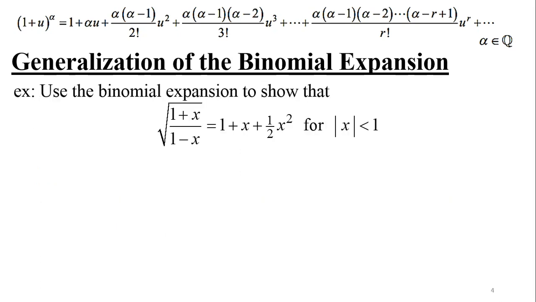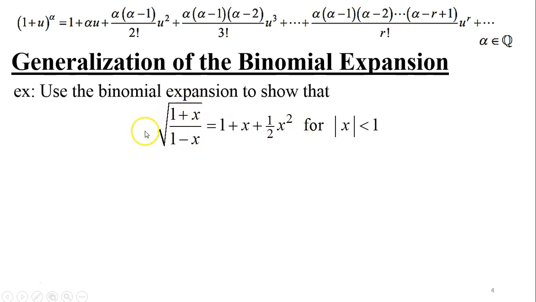Now, if we extend it a little bit further, and if we tackle this example that asks you to use the binomial expansion to show that the square root of 1 plus x over 1 minus x is equal to, so they gave you the final answer here up to the term in x squared. So you'd know that you'd have to stop your expansions up to the term in x squared. So we'd have to show that this is equal to 1 plus x plus half x squared.